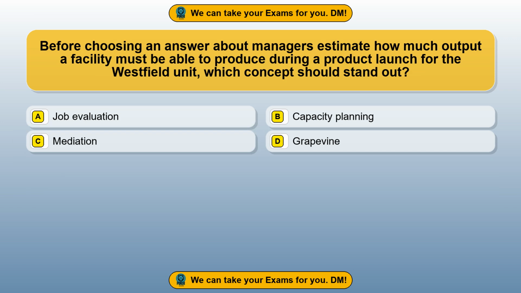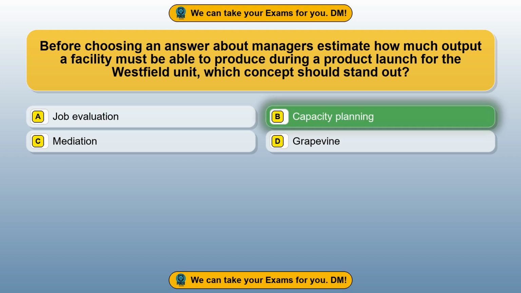Question 78. Before choosing an answer about managers estimating how much output a facility must be able to produce during a product launch for the Westfield unit, which concept should stand out? Option A, job evaluation. Option B, capacity planning. Option C, mediation. Option D, grapevine. The correct answer is option B, capacity planning.